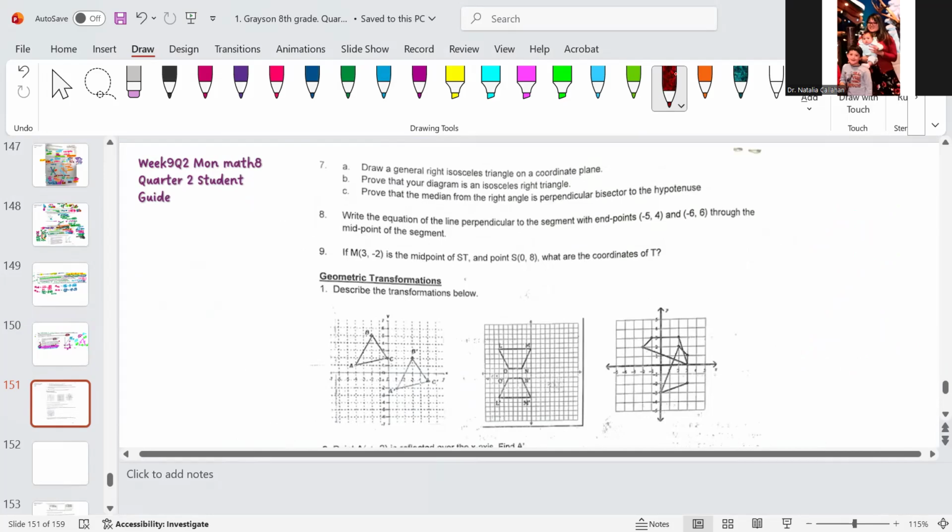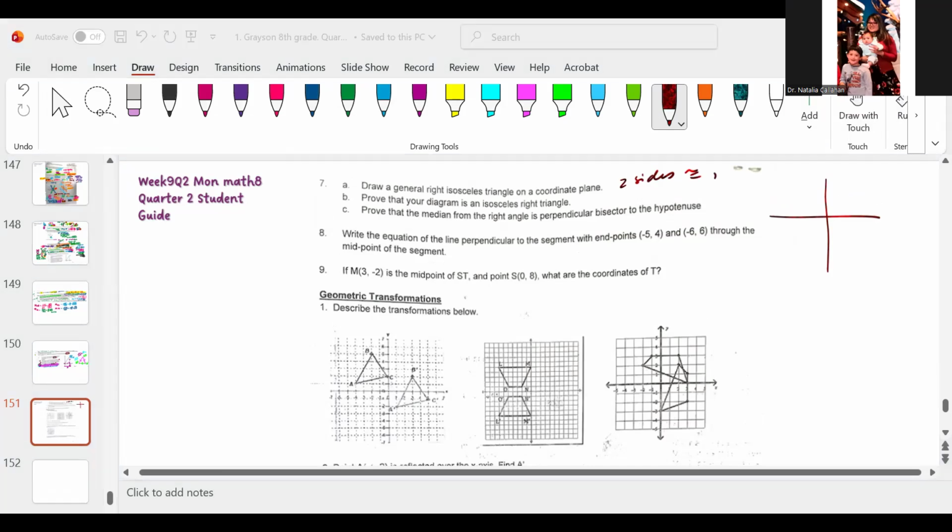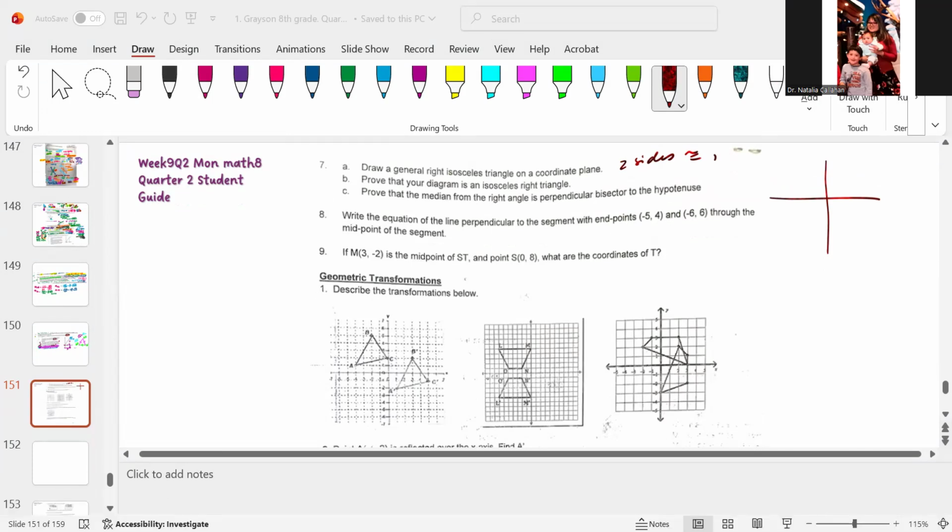Draw general. What the hell is a general right isosceles? Draw a right isosceles triangle on a corner plane. Isosceles just means two sides are congruent, correct? Can we search that out to see if that's like an actual thing? I don't know if that's just another way of saying right isosceles. I think it is. But they want to be really nasty. So draw me an isosceles triangle on a corner plane. So you draw the corner plane, give me an isosceles, and I'll look it up.